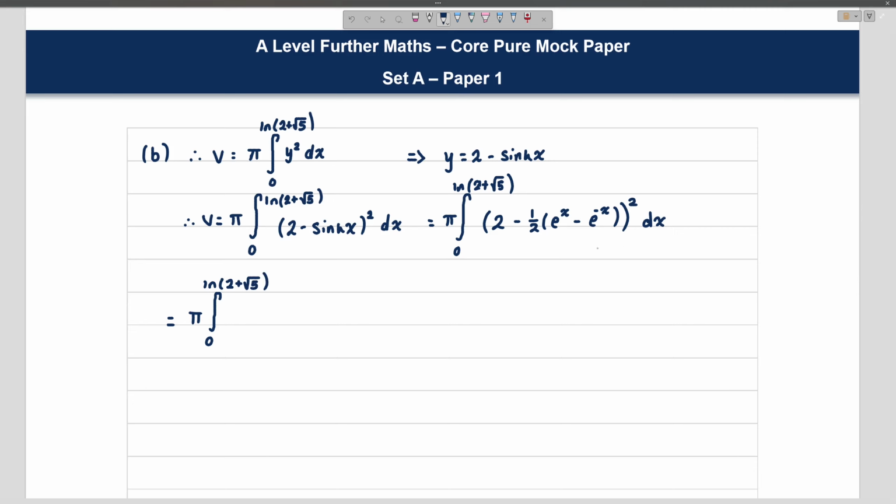If you expand these brackets out correctly, then what you should obtain is 4 minus 2 times e to the x minus e to the minus x, like so. And then finally 1 over 4, so 1 over 4 times e to the 2x plus e to the minus 2x. And then finally minus 2. Okay, like so. And again, don't forget that we're integrating with respect to x.